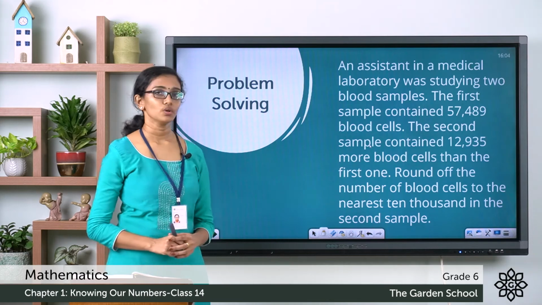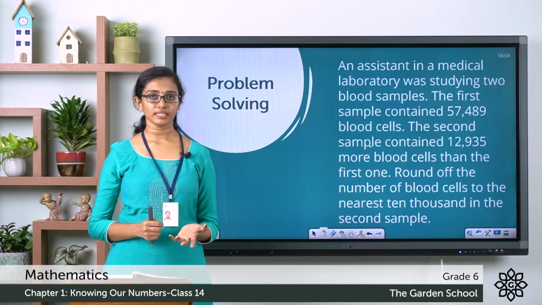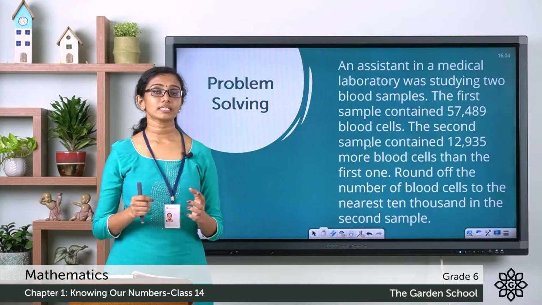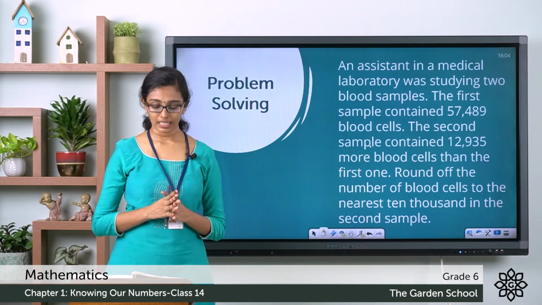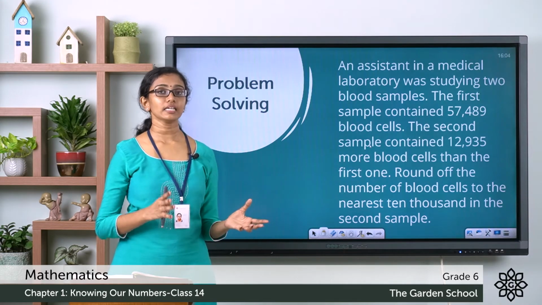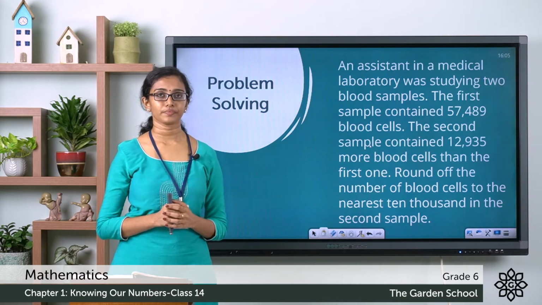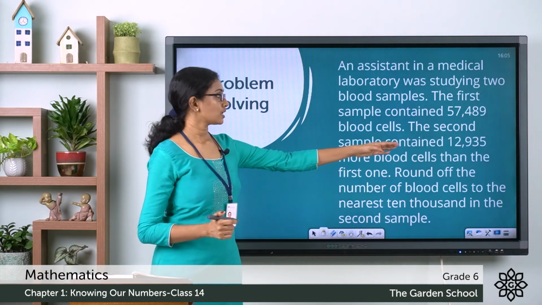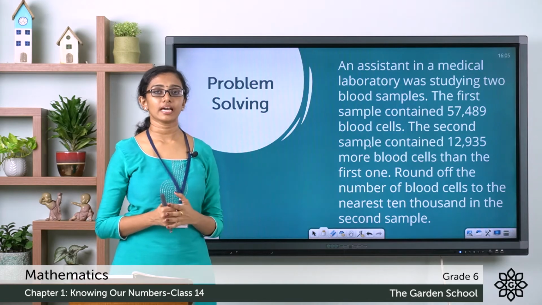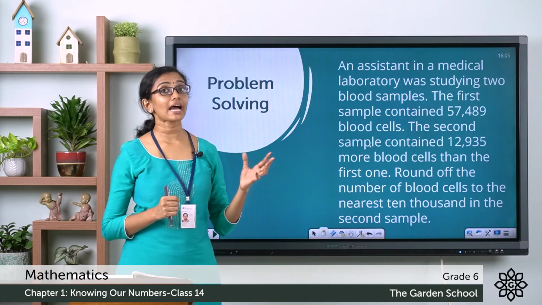So what you have to do? You are given the number of blood cells in 2 blood samples. The first sample contains 57,489 blood cells, whereas in the second sample, the number of blood cells is 12,935 more than that in the first sample. So how do we find out the number of blood cells in the second sample? We can just add this 12,935 to 57,489 to get the number of blood cells in the second sample. So this will be the actual value.